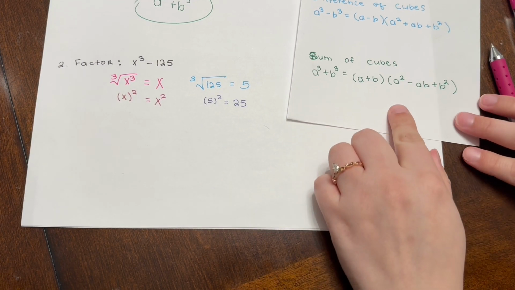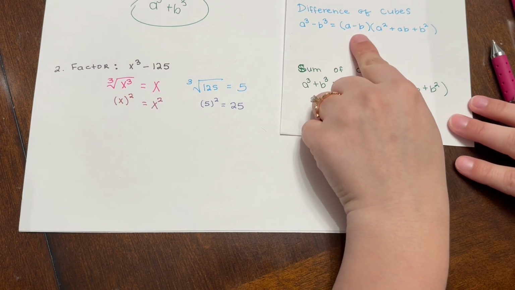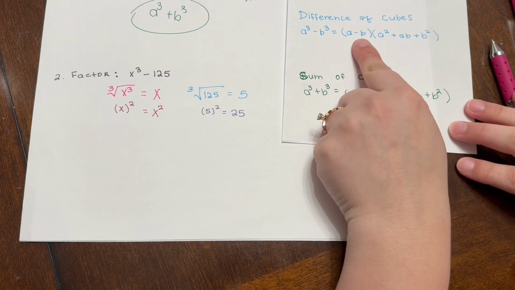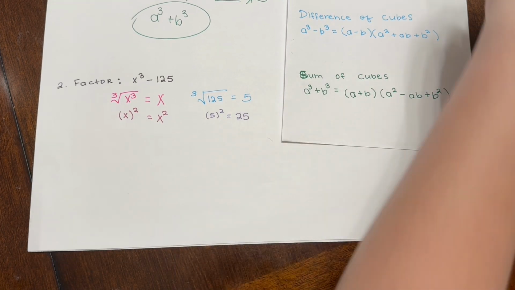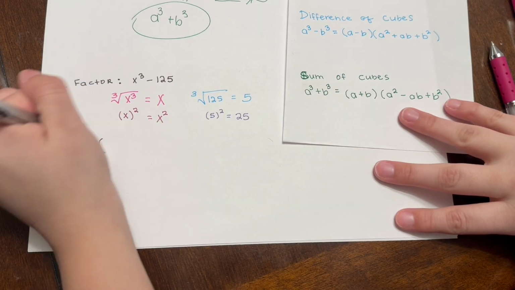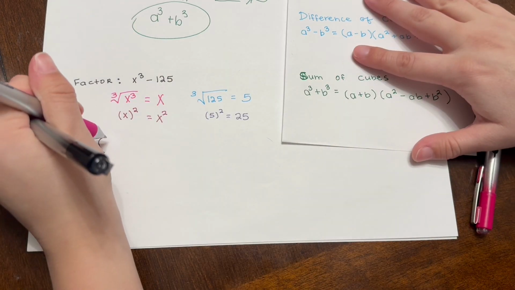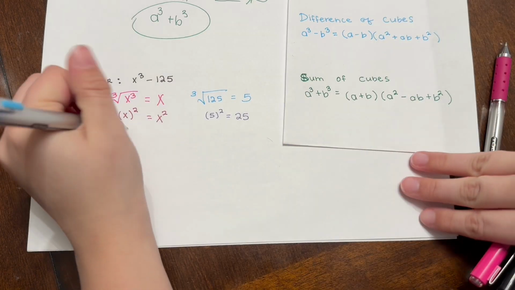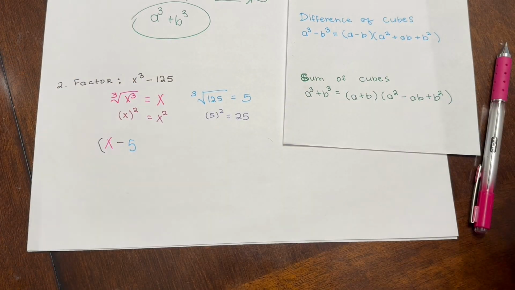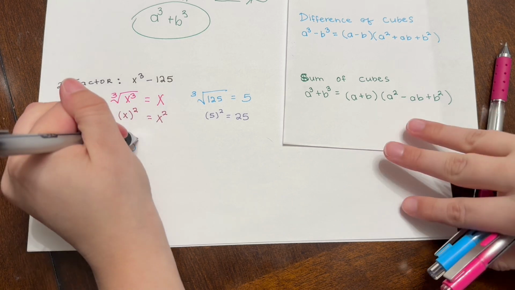Let's see what happens here. I'm going to use this formula, okay? So it says to do a minus b. Well, that's going to be x minus 5. So that's the very first thing we're going to have. We're going to have x minus 5. It's just the cube root of both of our terms.